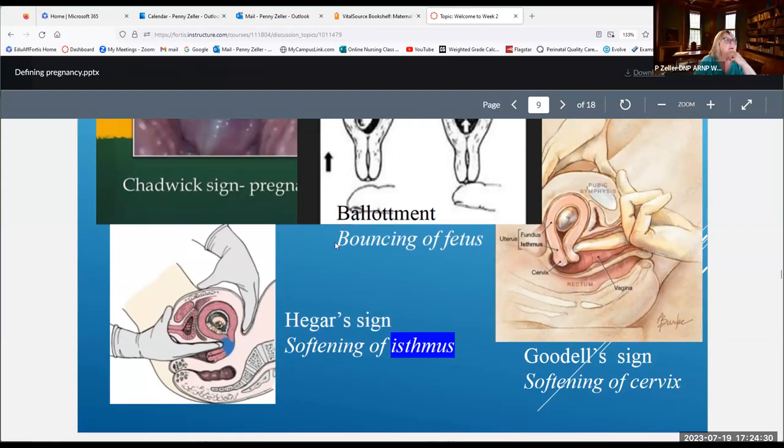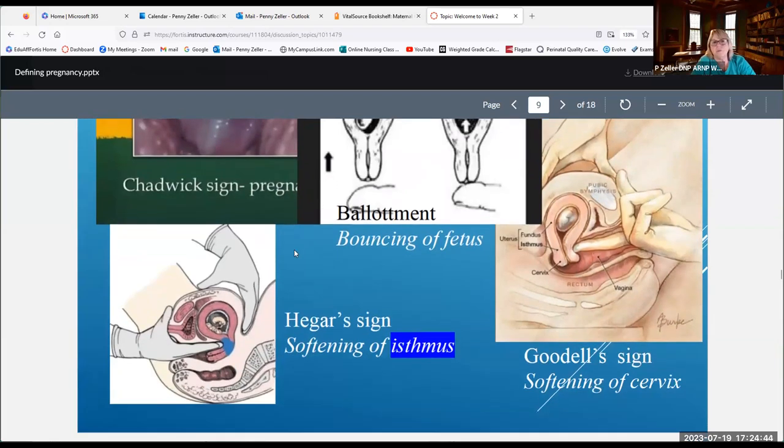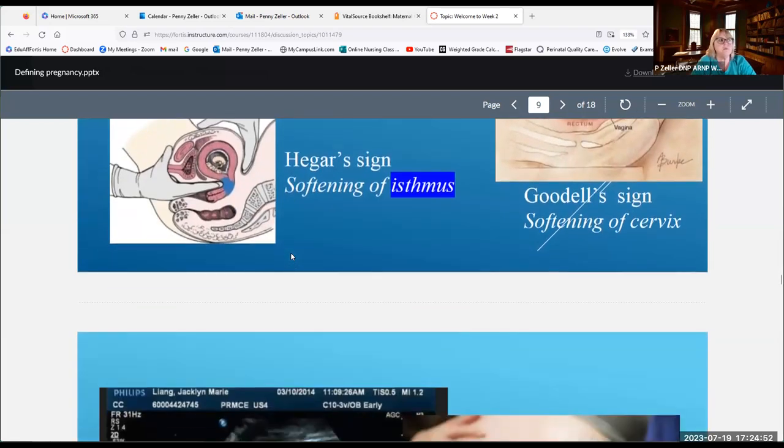Ballottement usually you do this a little bit later in pregnancy, but it's just a vibration. If I tap up on the cervix, I might feel a vibration of a fetus. And those are all probable signs. Braxton Hicks is another probable sign. Braxton Hicks are false contractions. They go away if mom gets up and walks around.